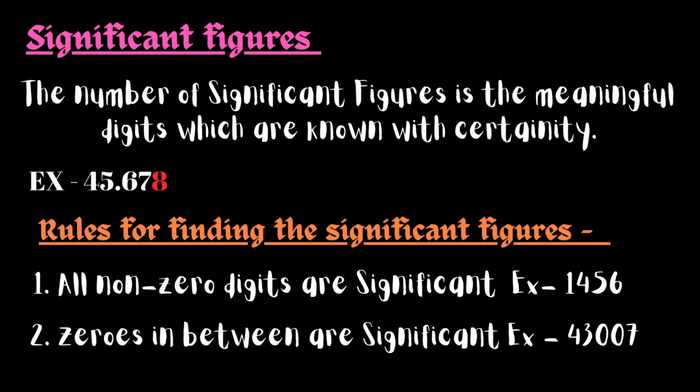So if we take a number as an example, 43,007. There are 2 zeros in between these digits. So these digits which are between the other numbers are always significant. So there are a total of 5 significant digits in this number, students.